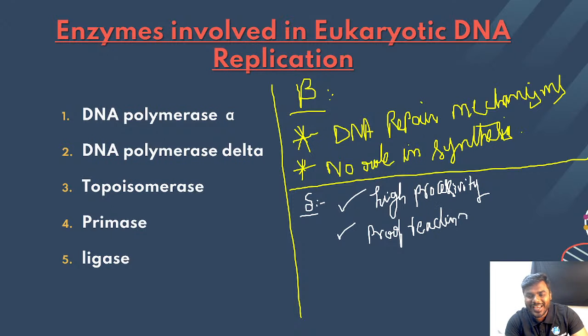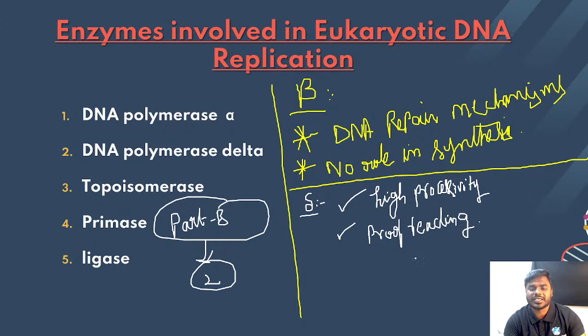Friends, now here comes the question which was asked more than twice for part B. Direct question. How does the DNA polymerase delta have the highest processivity? Just now we read, in case of a prokaryotic organism, how does the DNA polymerase 3 enzyme have the highest processivity? Just because of the beta clamp.